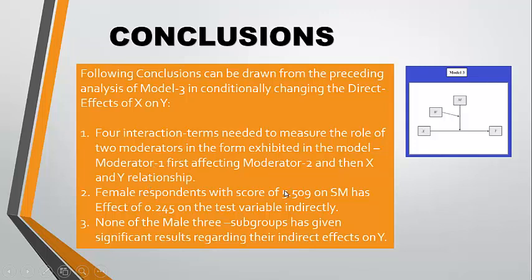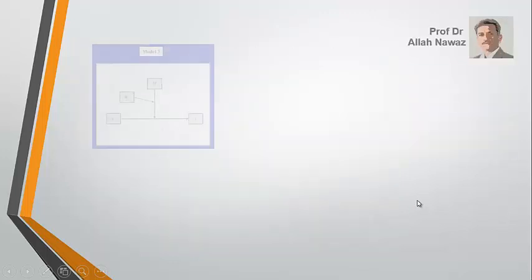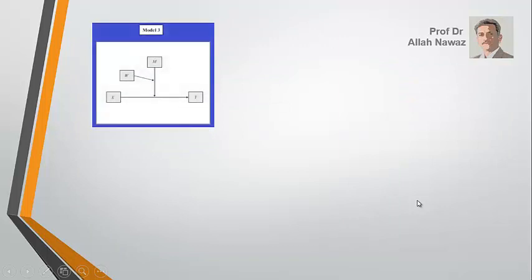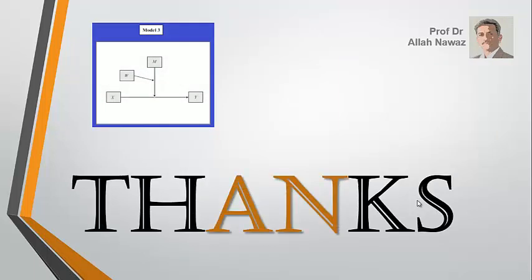Female respondents with score of 5.5 on social media have an effect of 0.245 on the test variable indirectly. However, the final conclusion is that none of the male 3 groups has given significant results regarding their indirect effects on Y. So that was all about the use of Model 3.